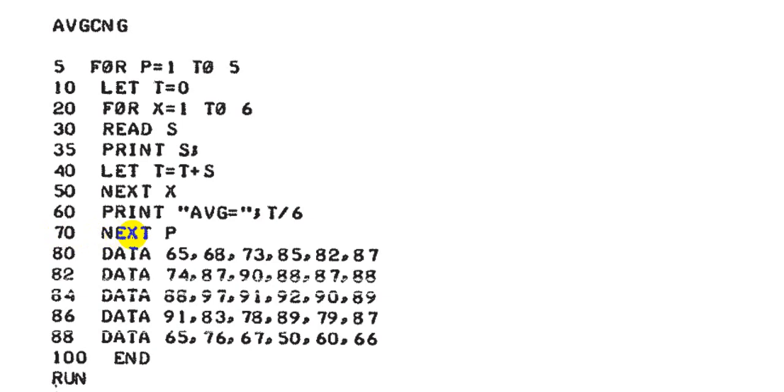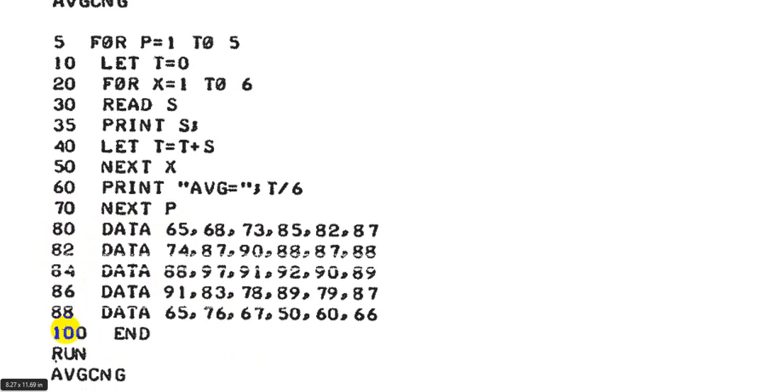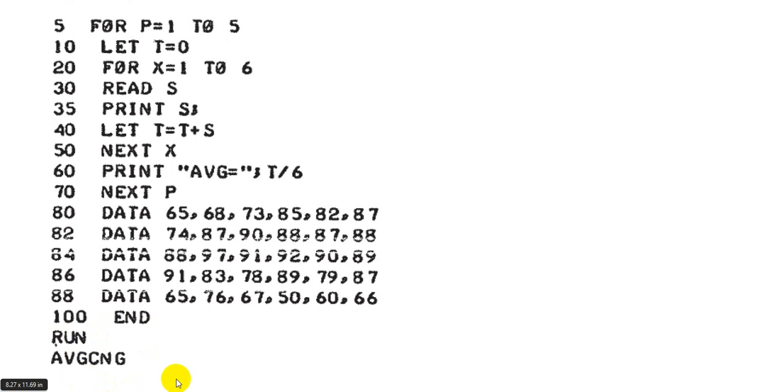As you can see from the 70th step procedure, next P, 80, 82, 84, 86, 88, these procedures are indicated by the K indicator, indicating the command of data here for the entire series of numbers we have visualized already. The finalization will be the last step procedure, by end, and run, execute the AVG, CNG command.